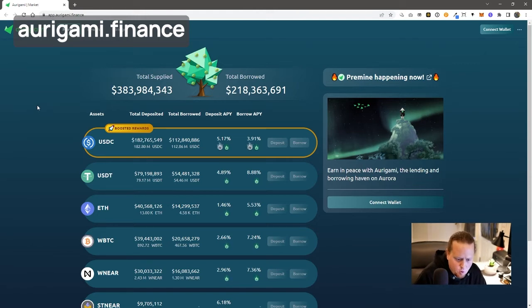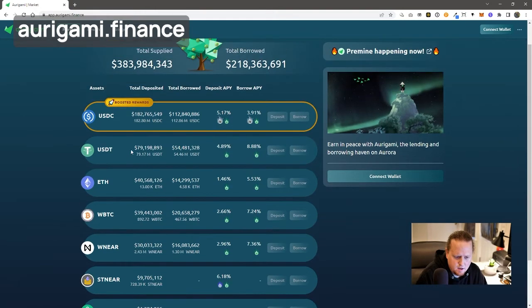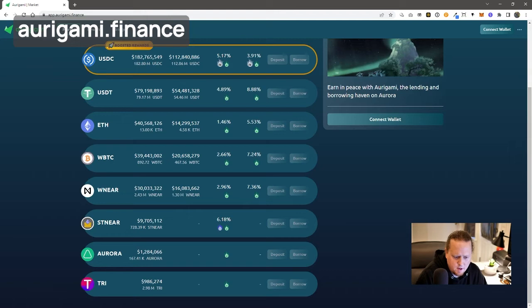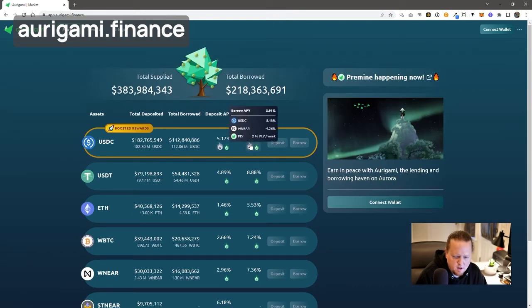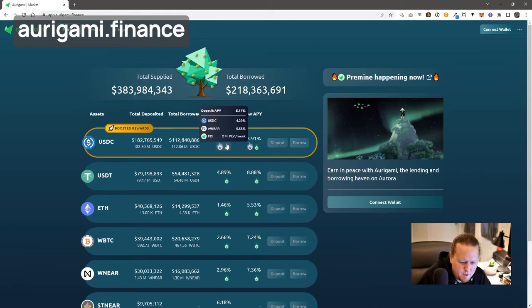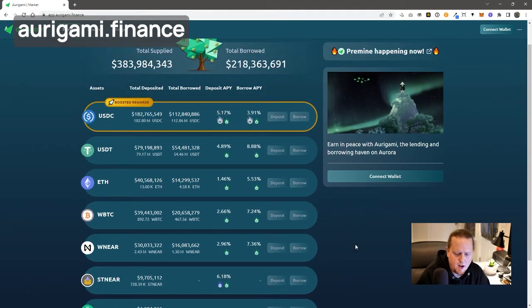Aurigami is a lending platform. So this is a website where you can leverage and increase your potential earnings through borrowing. Or conversely, you can provide assets and lend out to other people and earn APR in return. So what we're going to look at here is they have a variety of different lending tokens: stablecoins, Ether, Bitcoin, Wrapped Near, ST Near, Aurora, and Trisolaris. You can borrow with an APY of about 3% on some of these, or you can loan out with an APY of between 1 and about 5%. So this is a good platform if you'd like to try to generate more profit through leveraging, or if you'd like to try to generate some fees from loaning out your stablecoins or growth coins.